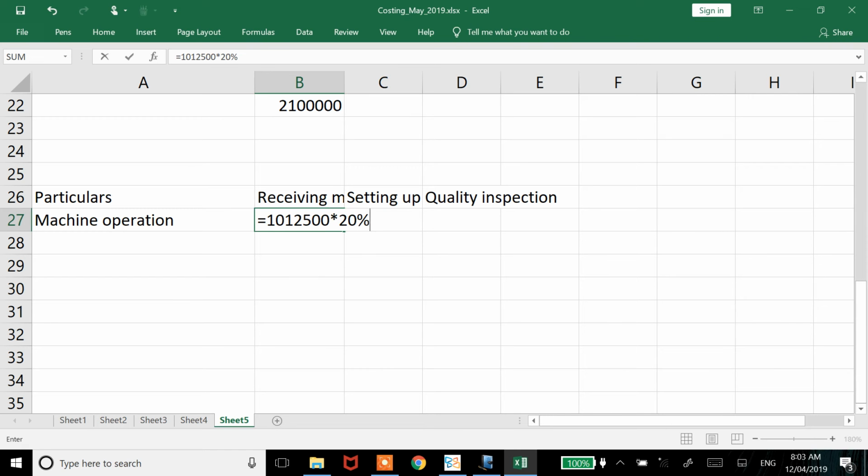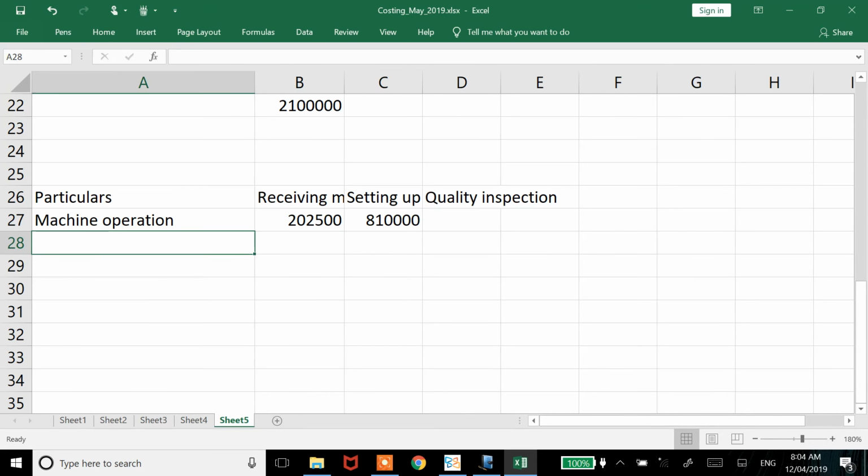So that machine operation and maintenance, whatever is the 10,12,500, 20% will go to receiving and 80% will go to production. We split 10,12,500 in the ratio of 20:80, 20% went to receiving material, 80% went to setting up of machines. Any doubts on this? Whatever that number, 20% went to receiving material and 80% has gone to setting up of machines. What's the next cost they have given?